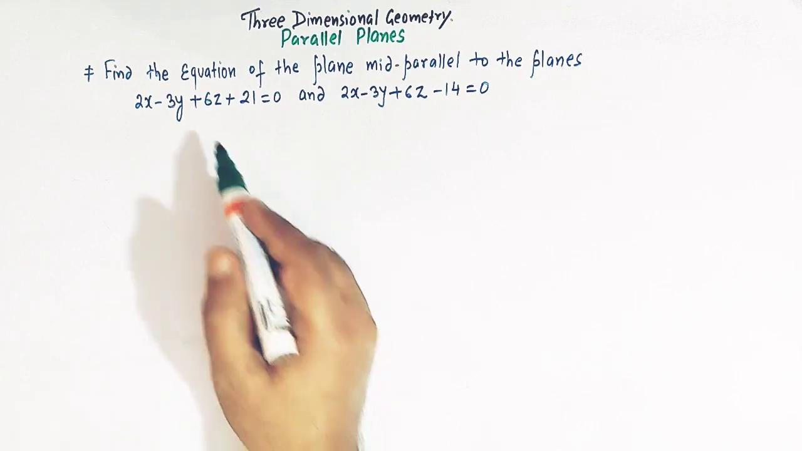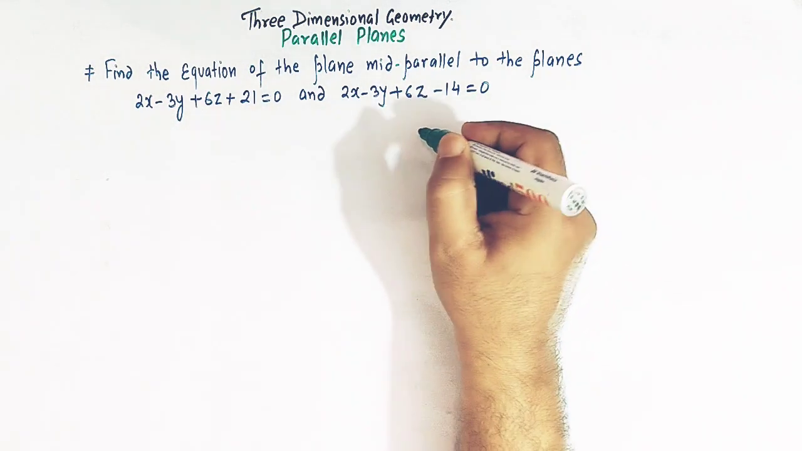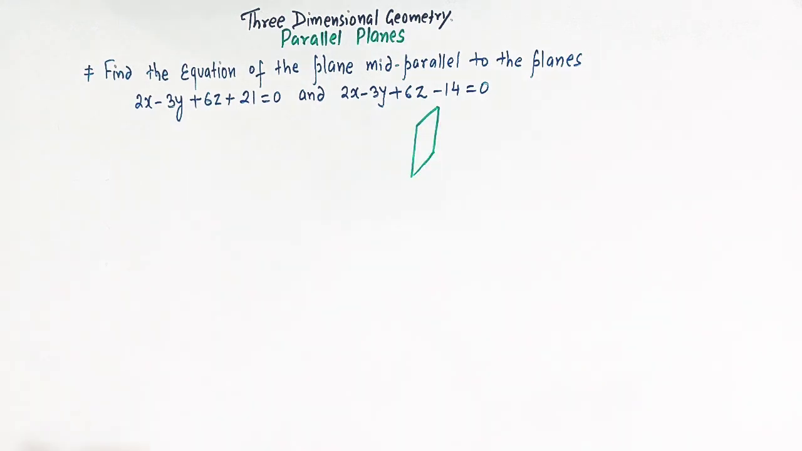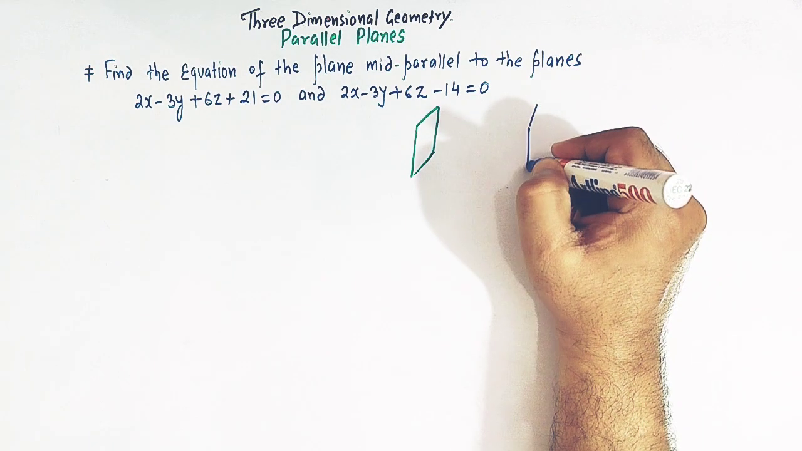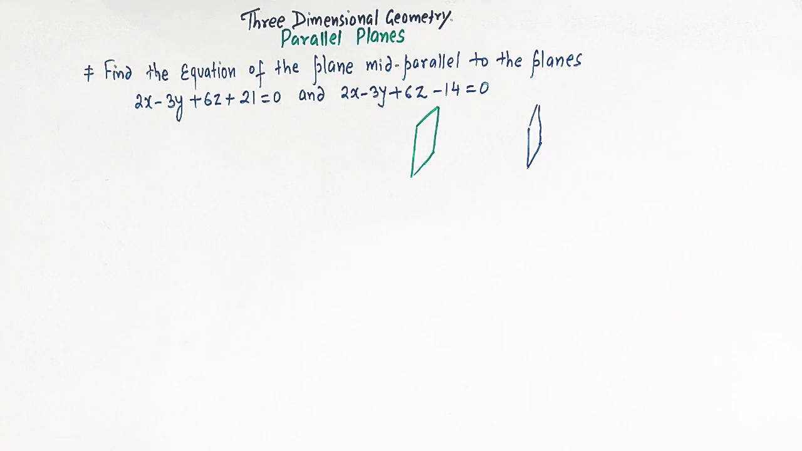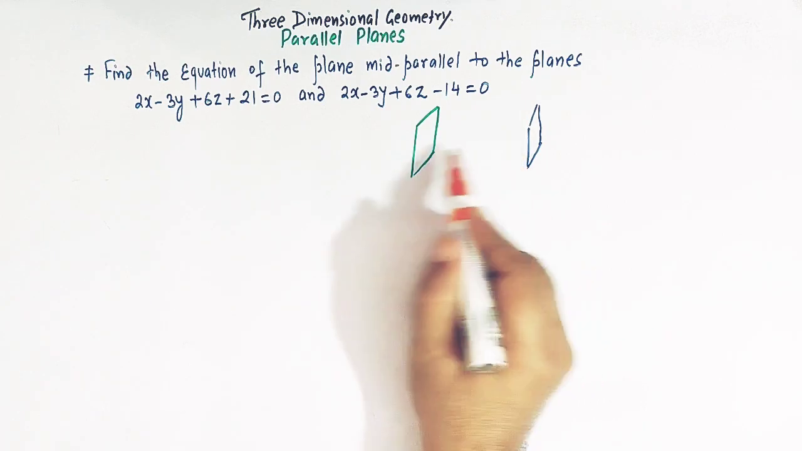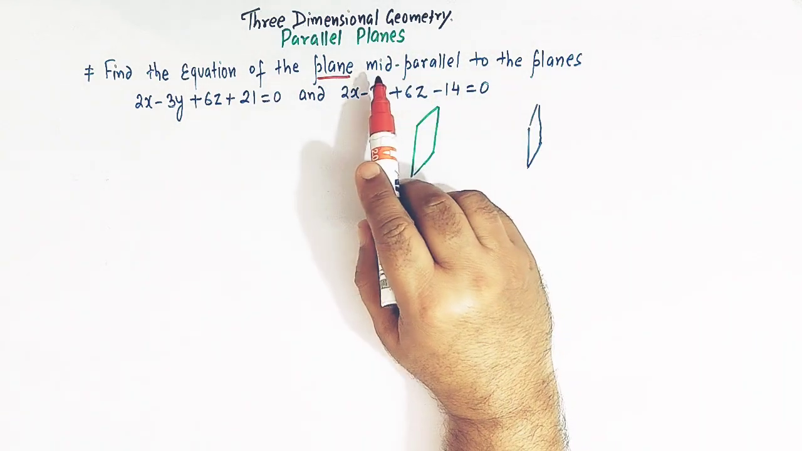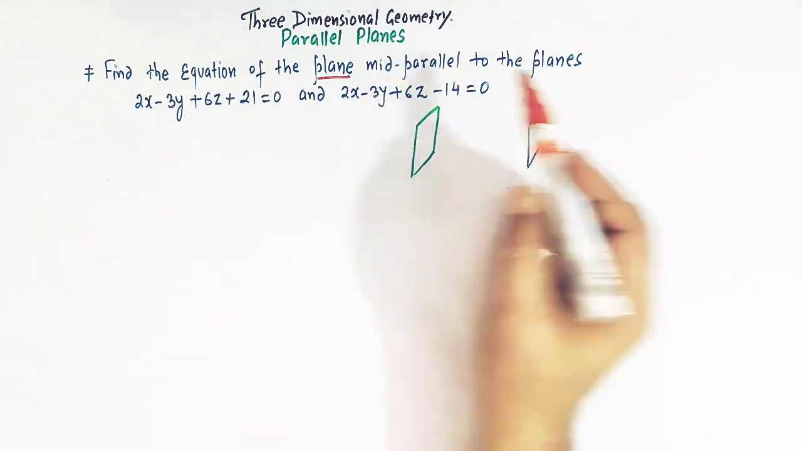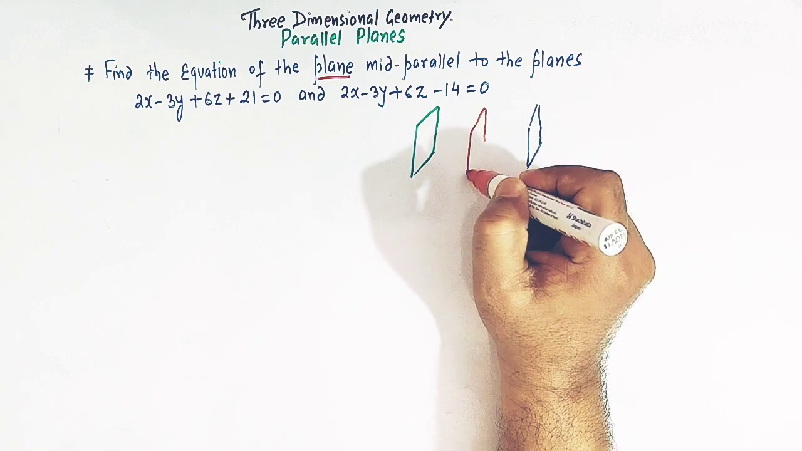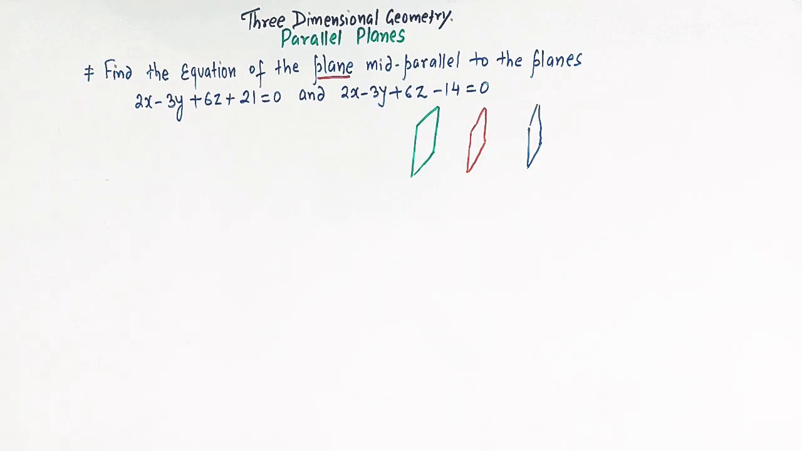So now let us first draw these two planes, right? Suppose here we have the first plane, then we can draw the second plane like this. Here we have the second plane, and these two planes are parallel to each other, right? And we have to find the equation of the third plane which is mid-parallel to these two planes, right? So here we can draw the third plane whose equation is to be determined, right?